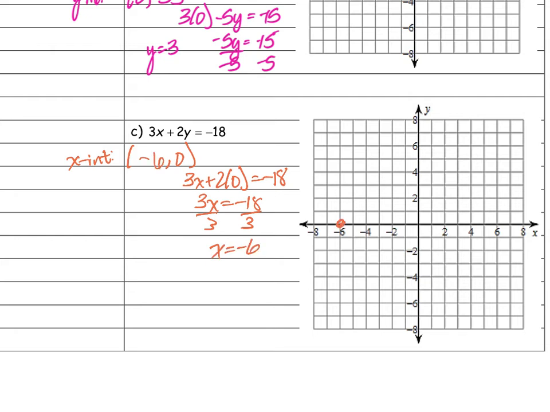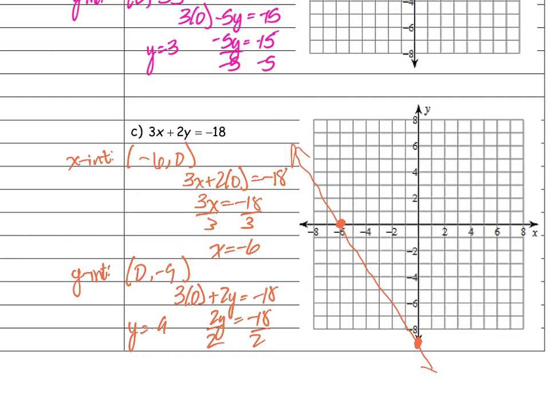Negative 6. Okay. And the y-intercept is going to be some number and a y value. So I've got 3 times 0 plus 2y equals negative 18. 2y equals negative 18. I'm running out of room. Y equals negative 9. So (0, negative 9). Not on my graph. I'm just going to pretend it is. It's right there. It's close enough. So it kind of looks like that.